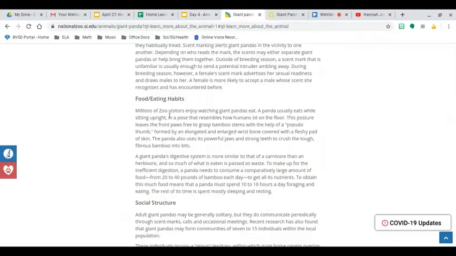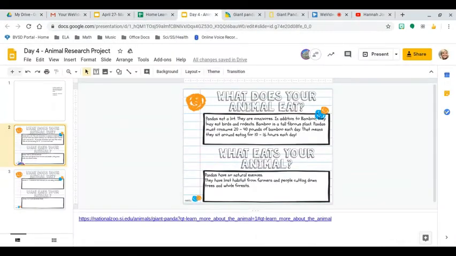I learned a ton of information in these 2 paragraphs, so I have to come up with a way to shorten it and put it in my own words so that I can show that I've learned something and that I'm not just copying and pasting what the zoo said about pandas. So I wrote, pandas eat a lot, right? We learned that. They are omnivores, meaning they eat plants and animals. In addition to bamboo, which is what they eat a lot, they may eat birds and rodents.